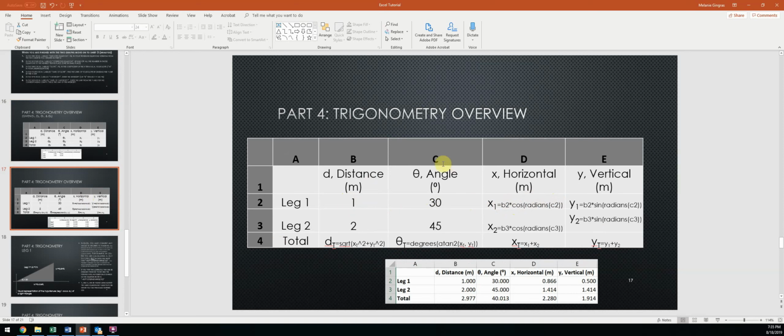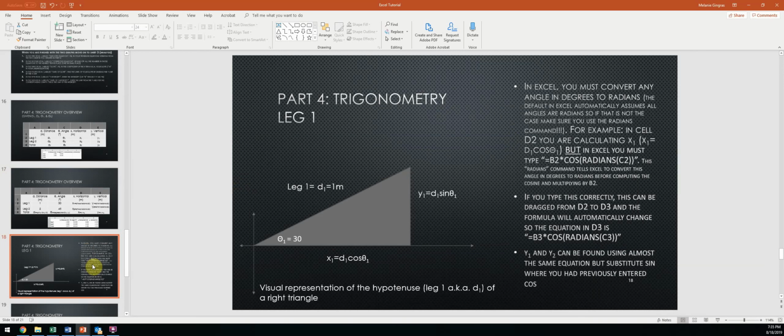As I mentioned, I wanted to give you a visual representation of what we're calculating, so I'm going to click on the next slide so that you can see the actual reference triangle where these values are located. The information that they gave us was leg 1. They told us that the distance, D1, is 1 meter, so that's for this hypotenuse right here. And this is a right triangle, so this is our right angle over here. Our hypotenuse is 1 meter. Our reference angle is 30 degrees, so that means that with respect to the positive x-axis, this hypotenuse makes an angle of 30 degrees.